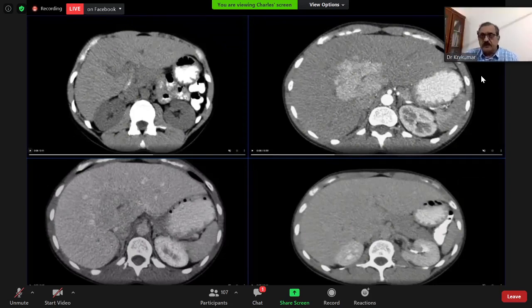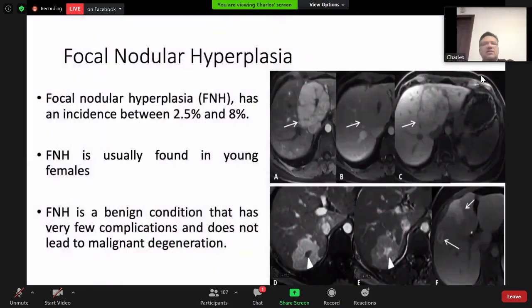So FNH incidence is between 2.5 to 8%, lesser than the hemangiomas, usually in females, and it's a benign condition that doesn't require any further follow-up. Once you make a confident diagnosis of FNH, it doesn't need any further follow-up. It doesn't produce any complications of malignancy. And MRI is a very good imaging modality to diagnose FNH.